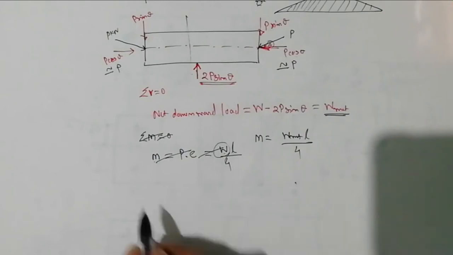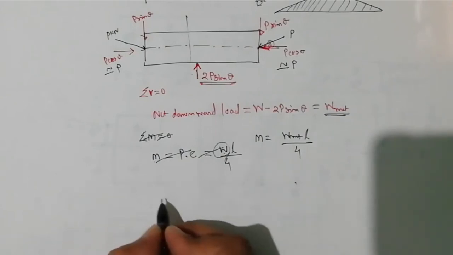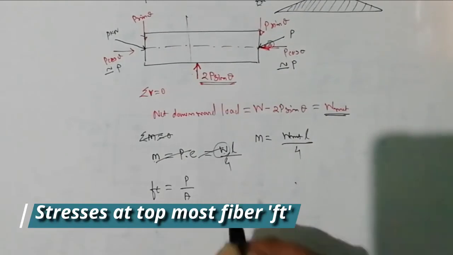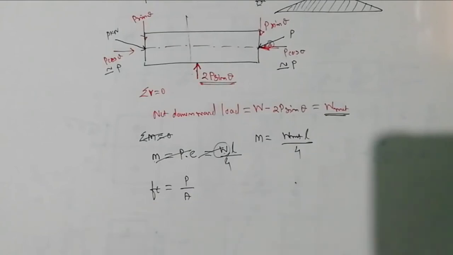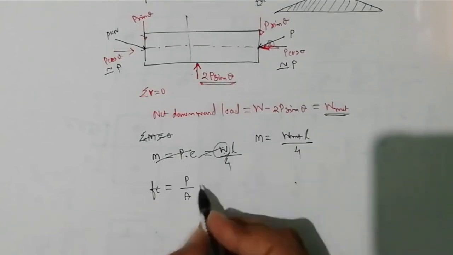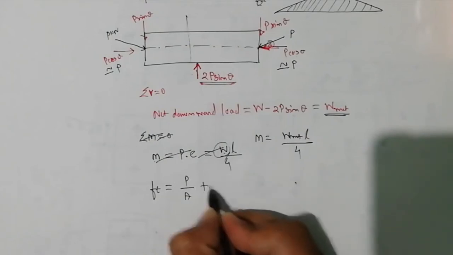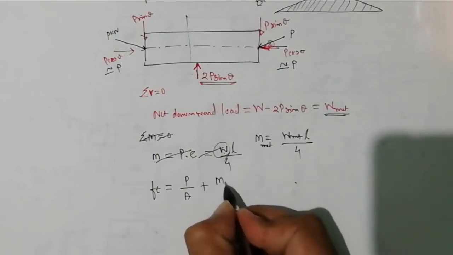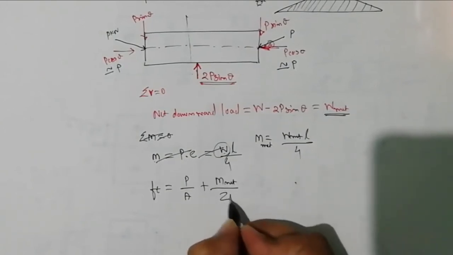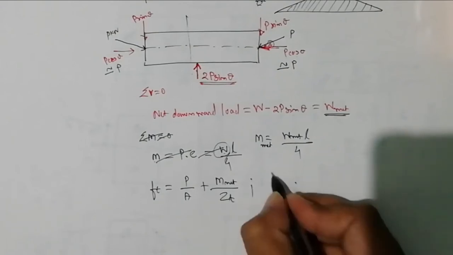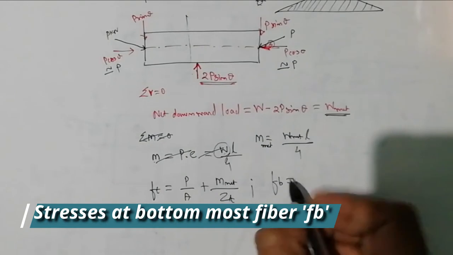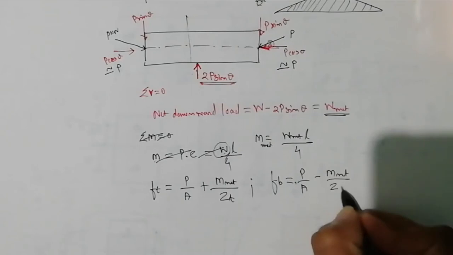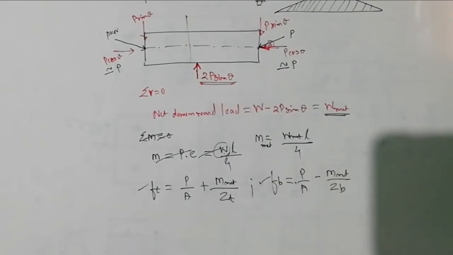So now we will talk about the resultant stresses. The resultant stress at top, FT, will be P by A, and due to the moment, of course, at top there will be compressive stresses, so it will be P by A plus M net by ZT. And the bottommost stress will similarly be P by A minus M net by ZB.